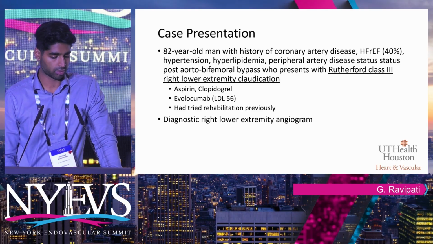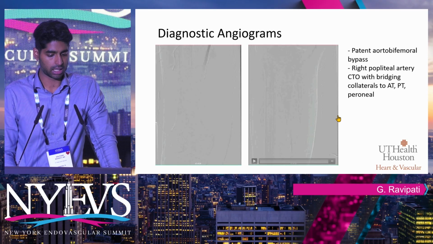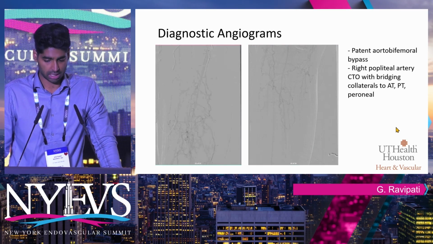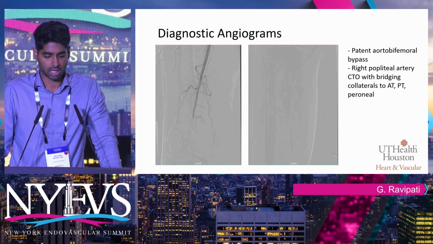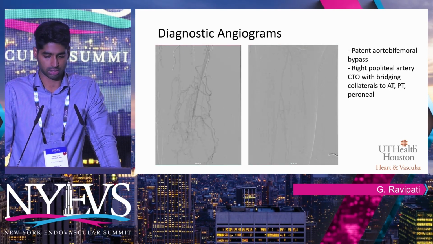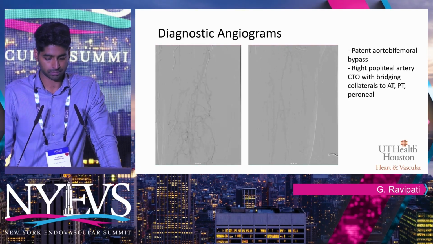So we planned him for a diagnostic right lower extremity angiogram. And here are the angiograms. Not shown is the patent aorta bifemoral bypass. He did have a right popliteal artery CTO with bridging collaterals down to the AT, PT, and peroneal arteries.